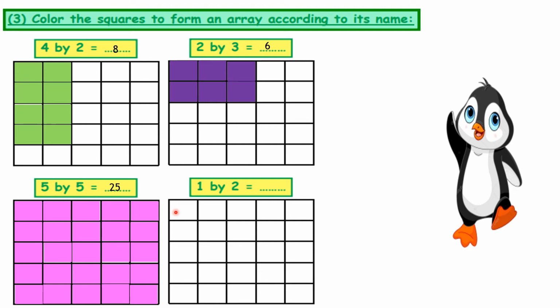I have here 1 row and each row has 2 squares. So I color here 2 squares in one row. So I have here 2.